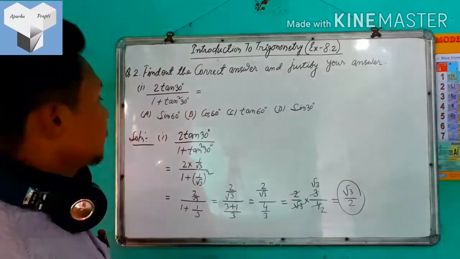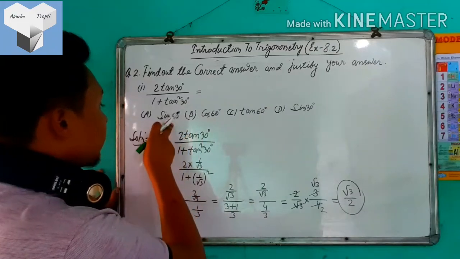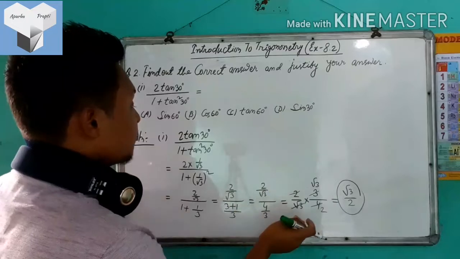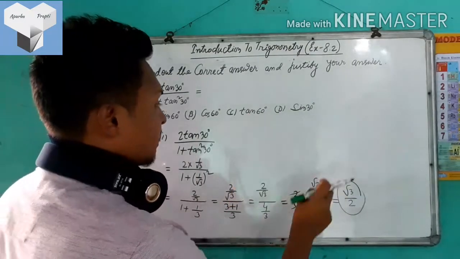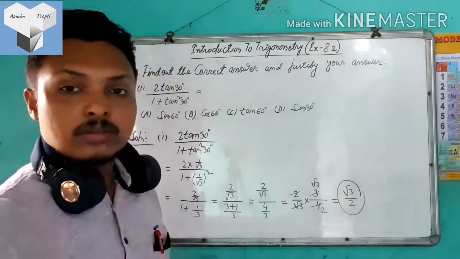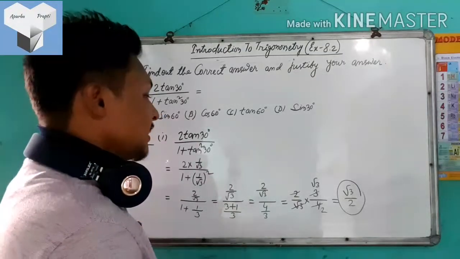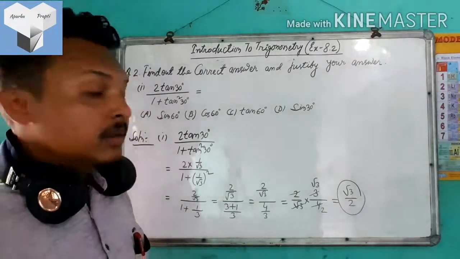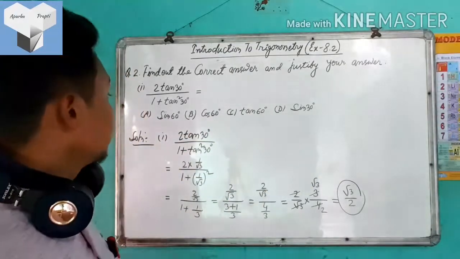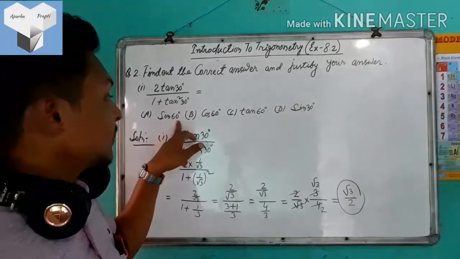Now we need to detect whose simplified value is root 3 by 2. That means whether value of sin 60 degree is root 3 by 2, or cos 60 degree is root 3 by 2, or tan 60 degree is equal to root 3 by 2, or sin 30 degree is equal to root 3 by 2. So if you remember the table, I think you can easily say the answer. So can you say me value of which trigonometric ratio among them is root 3 by 2? What is the value of sin 60 degree? Yes, sin 60 degree is root 3 by 2.